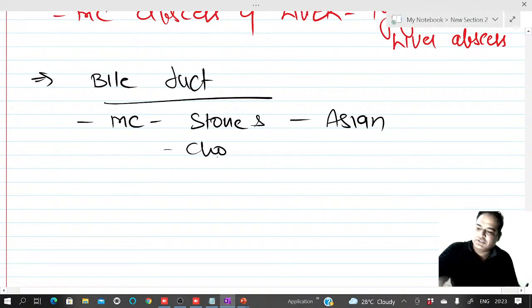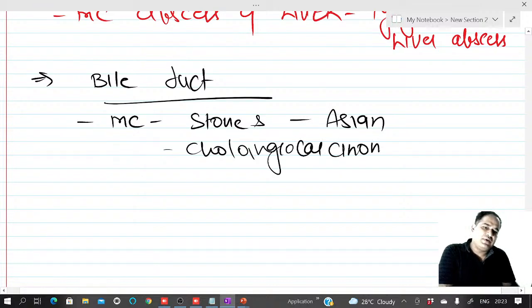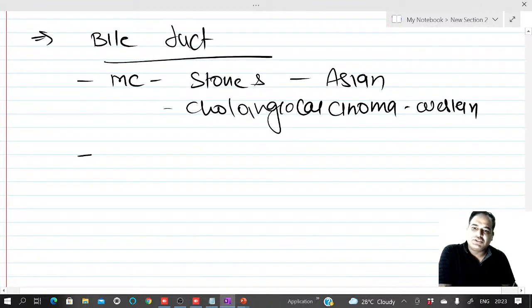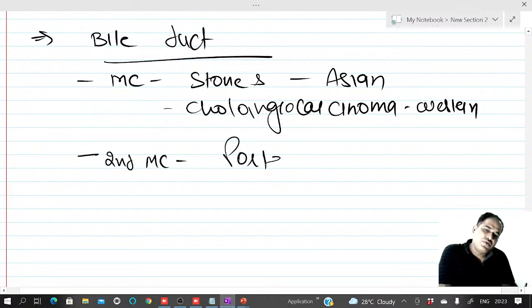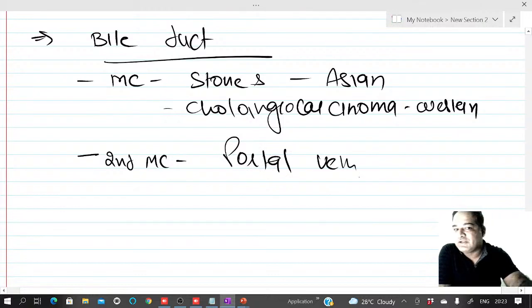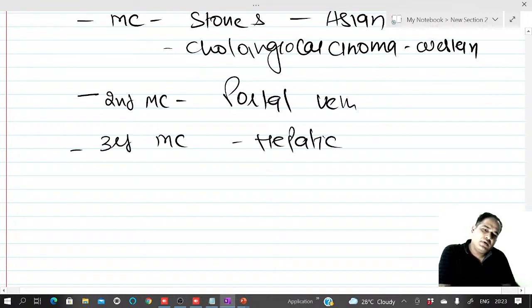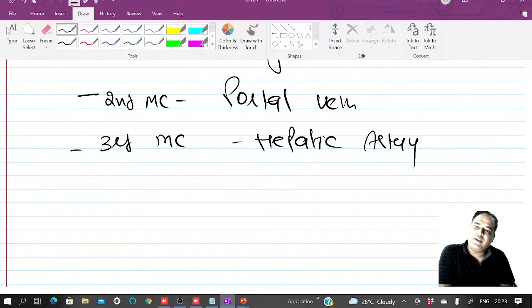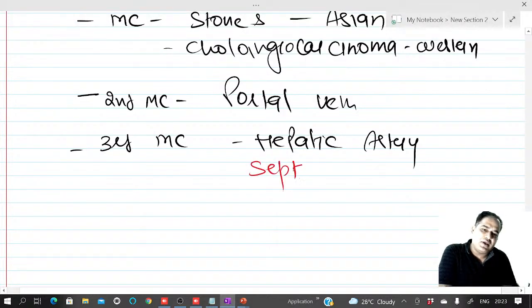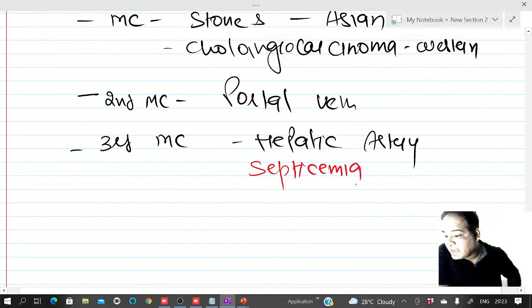While it is cholangiocarcinoma in the Western population. The second most common route by which the infection can enter the liver is the portal vein. Third most common is the hepatic artery, especially when your patient is in generalized septicemia.